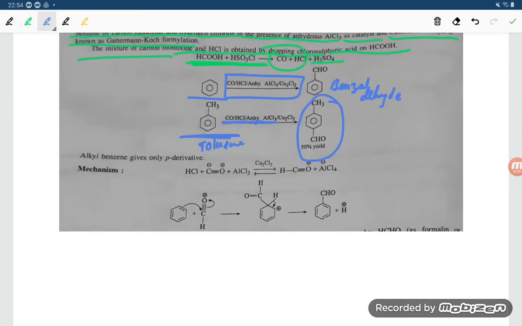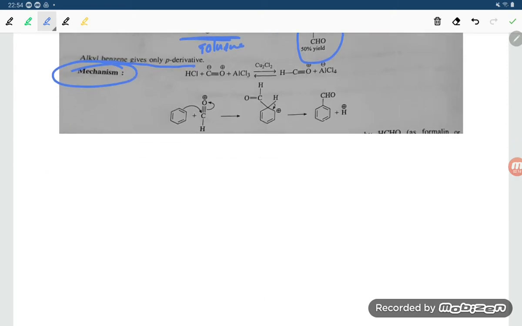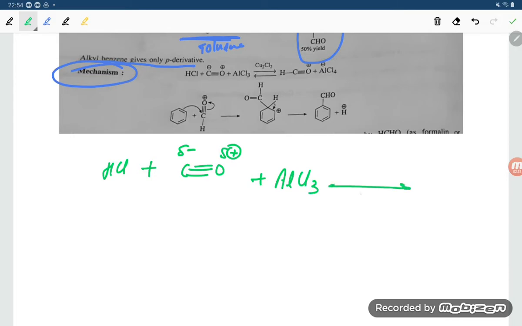Now students, what we are going to understand is the mechanism. When you talk about the mechanism, student, it is a very simple mechanism. HCl is there, and we are having CO. Carbon is negatively charged and oxygen is positively charged. So what is happening, student? Along with that, as a catalyst we are taking AlCl3. Cu2Cl2 is there, but that is not needed. So what is it going to form?